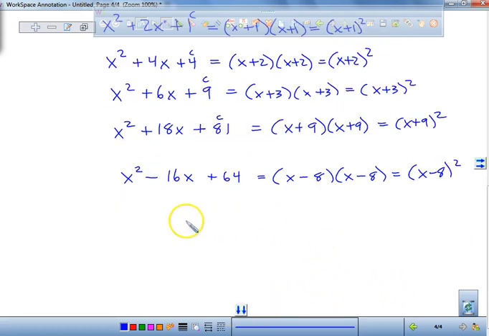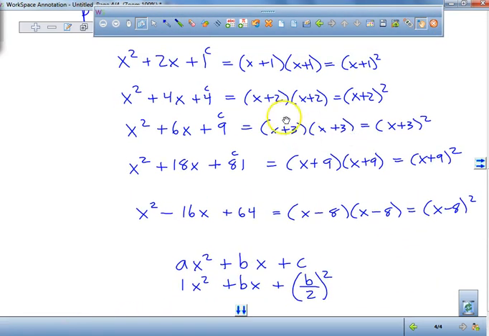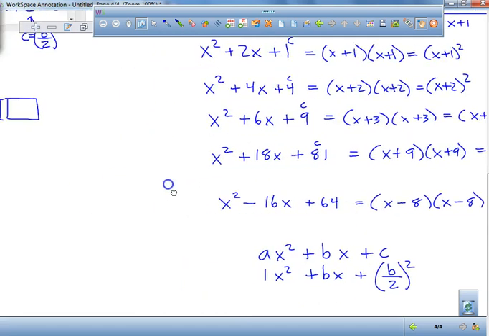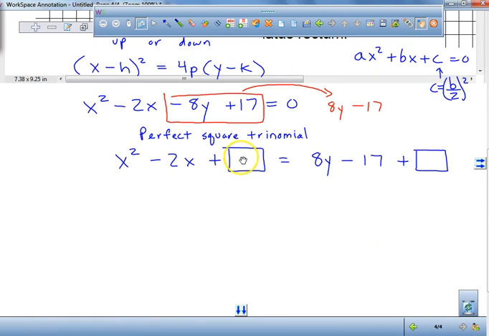So here's what I want you guys to understand. If you have a perfect square trinomial, and your a value is a 1, whatever your b value is, your c value will always be half of your b value squared every single time. And that's what you need to know. All right, I realize that was a lot of extra time and energy, but I hope you understand why I needed that process to fill in this box.